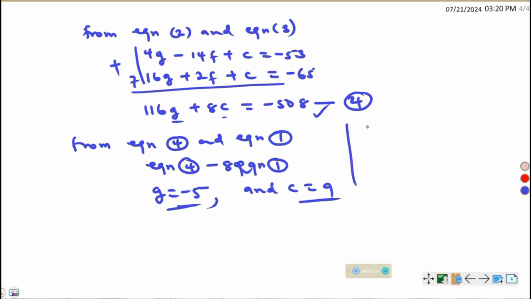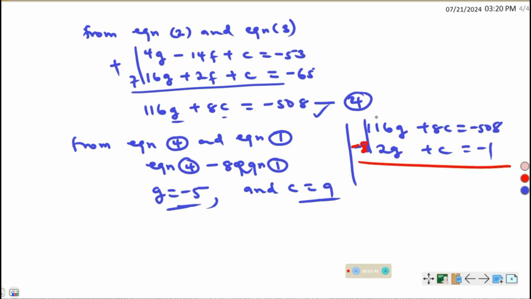You can solve that one easily. You have 116g plus 8c equaling to negative 508. Then you also have equation number 1, which is 2g plus c equaling to negative 1. So we are saying you multiply here by negative 8. So if you multiply by negative 8 here, then you subtract the 2, that is 116g minus 8 multiplied into the whole of this. Then you will be able to get your g as negative 5 and c as 9.